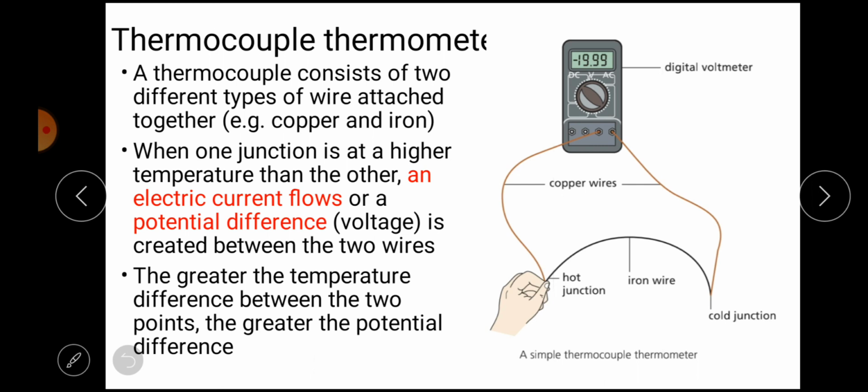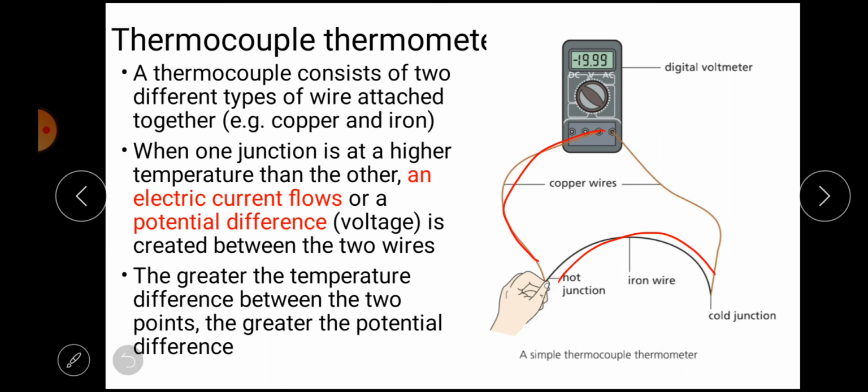Now, let's look at the second example of a thermometer, which is the thermocouple thermometer. A thermocouple thermometer consists of two different types of wire attached together. Here we have an example. We have copper wires, and then we have iron wires. So these wires are being attached together.